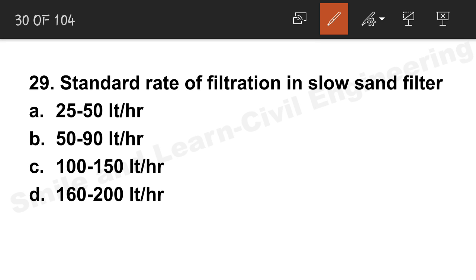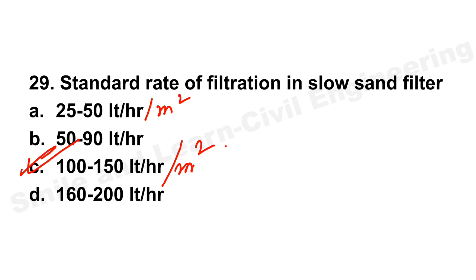Over here the options given are in liters per hour, but it will be per hour per meter square, okay, for all these. So the correct answer is option C, 100 to 150 liters per hour per meter square. Option C is the correct answer.